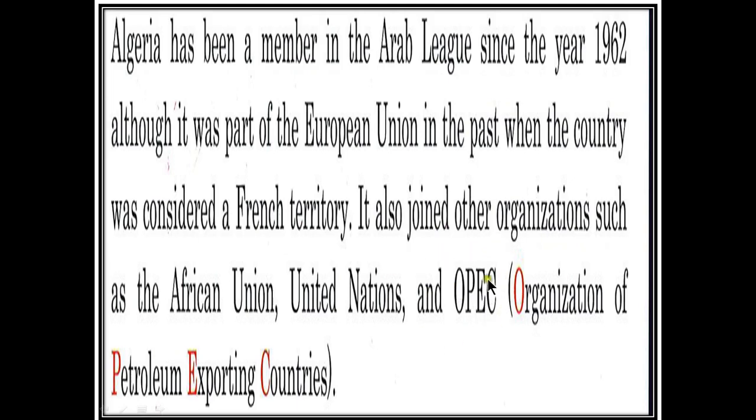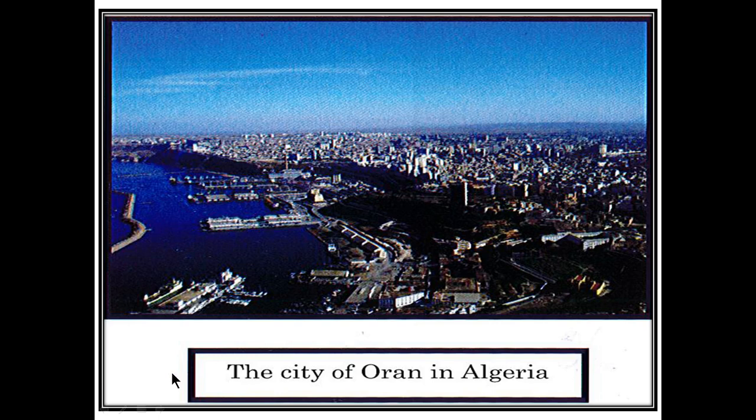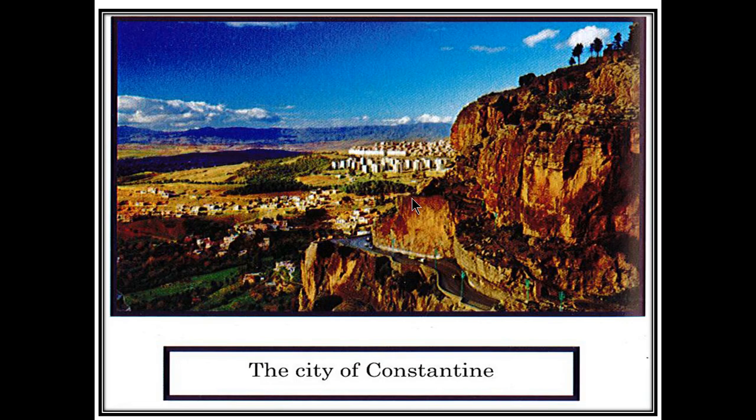OPEC is the Organization of Petroleum Exporting Countries. So this is all about Algeria. This is the city of Oran in Algeria that you see in this picture, and also the city of Constantine, another city in Algeria. And this is the last part of the lesson, where we are going to talk about education.